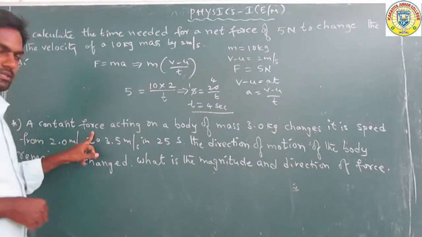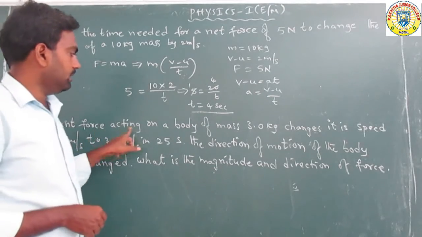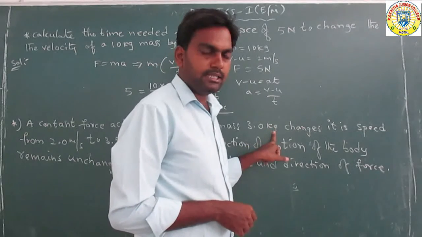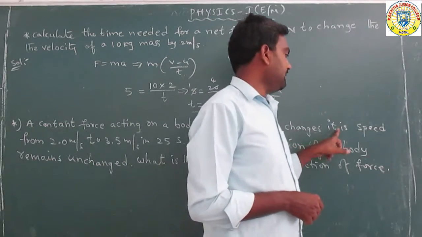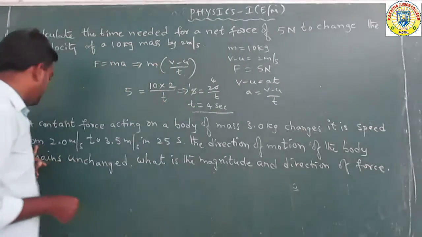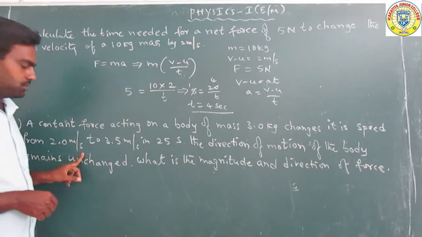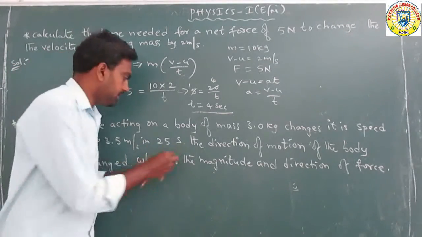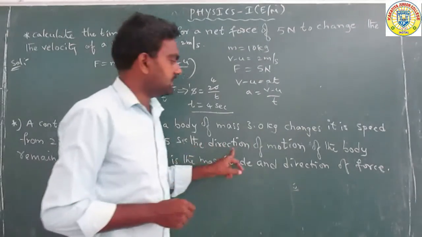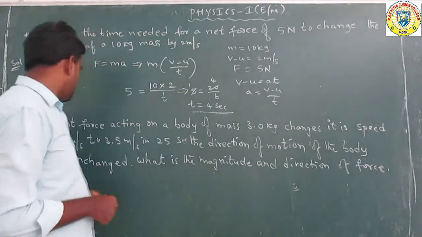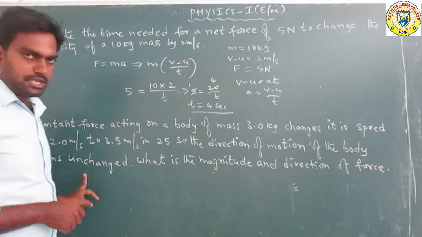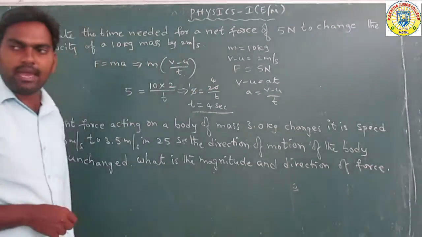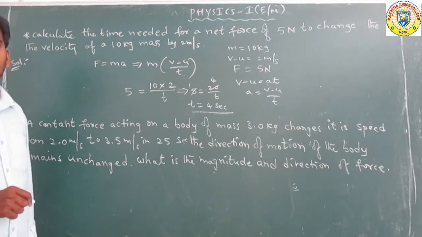A constant force acting on a body of mass 3.0 kg changes its speed from 2.0 meters per second to 3.5 meters per second in 25 seconds. The direction of the motion of the body remains unchanged. What is the magnitude and direction of the force?